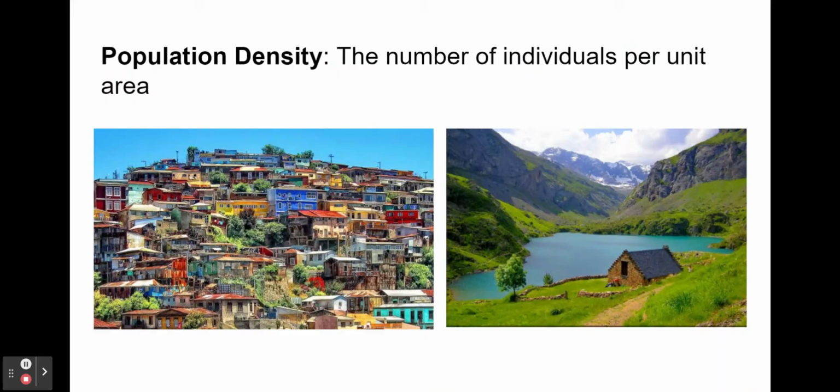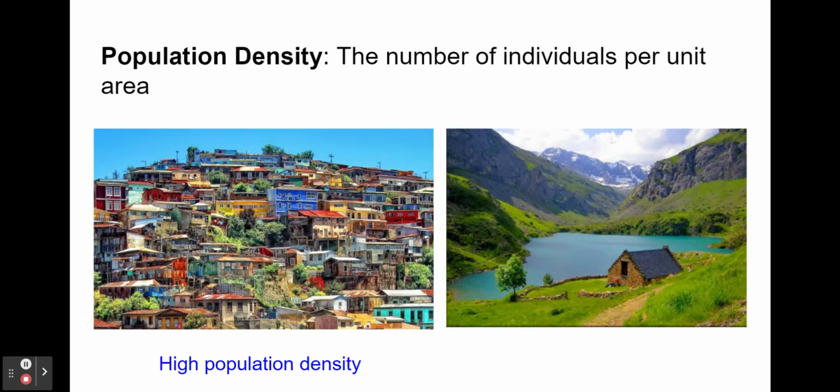Okay, another term that you're actually familiar with is population density. And you calculated this during your sampling methods week. This is the number of individuals per unit area. And on the screen, you can see two examples of human populations that have very different densities. On the left, we have a high population density, many individuals packed into an area. And on the right, we see actually a pretty similar geographic area.